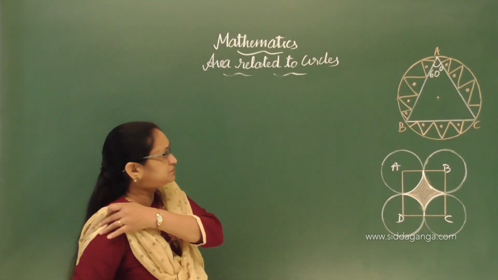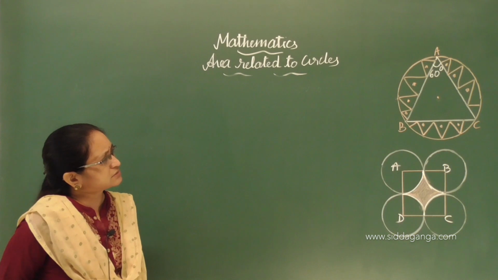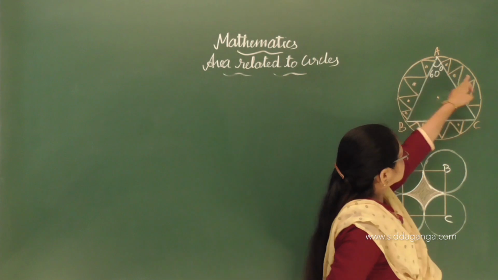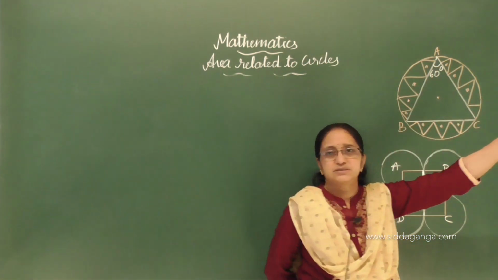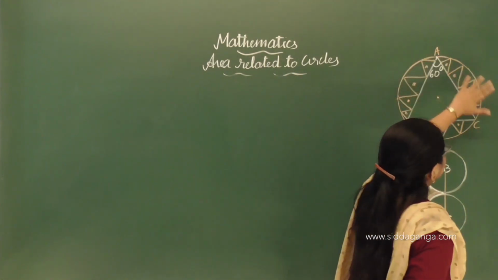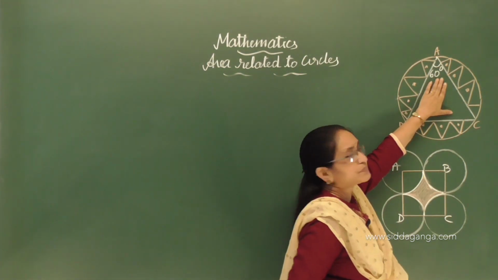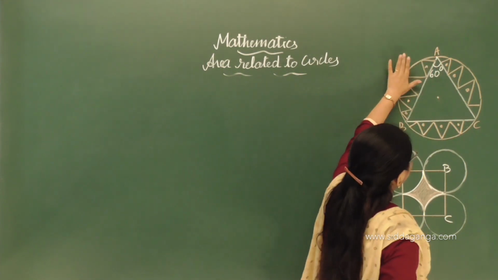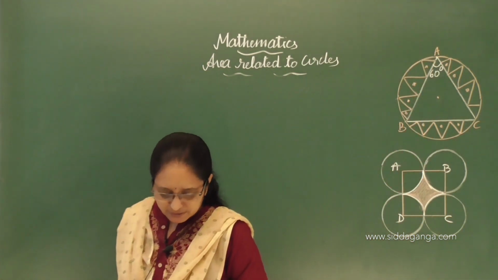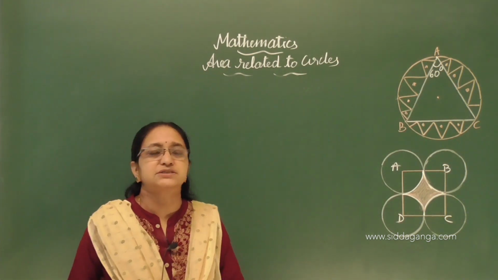Okay. Now what you have to do is to find out the area of the design, that is what I have shaded here. It is nothing but area of the circle minus area of this triangle. Simple it is. Area of the circle minus area of the triangle. I hope you understood.